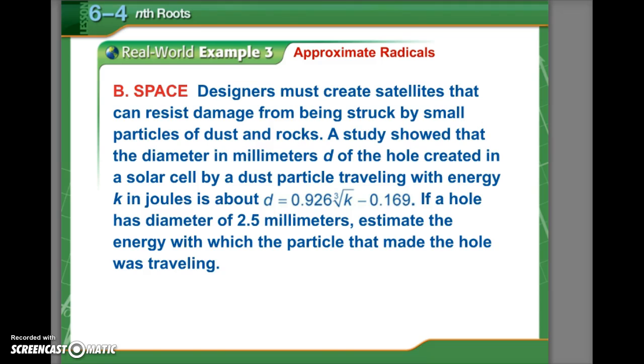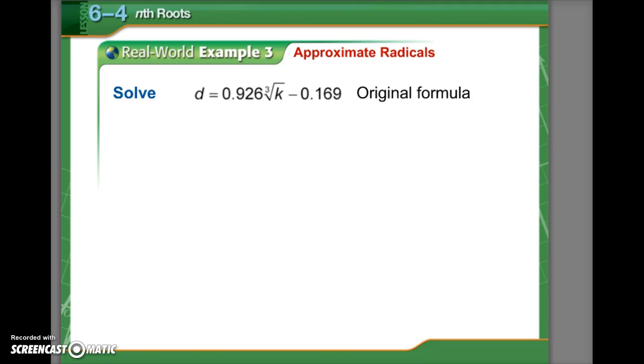Okay, part B of this problem. This time the whole setup is the same. It just says if a hole has a diameter of 2.5 millimeters, estimate the energy with which the particle that made the hole was traveling. So we're going to plug 2.5 in for the d, the diameter. So when we do that, we'll have this problem.